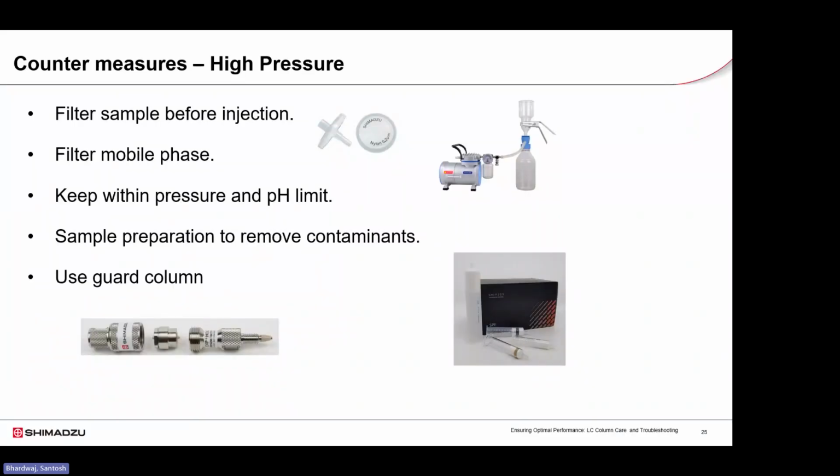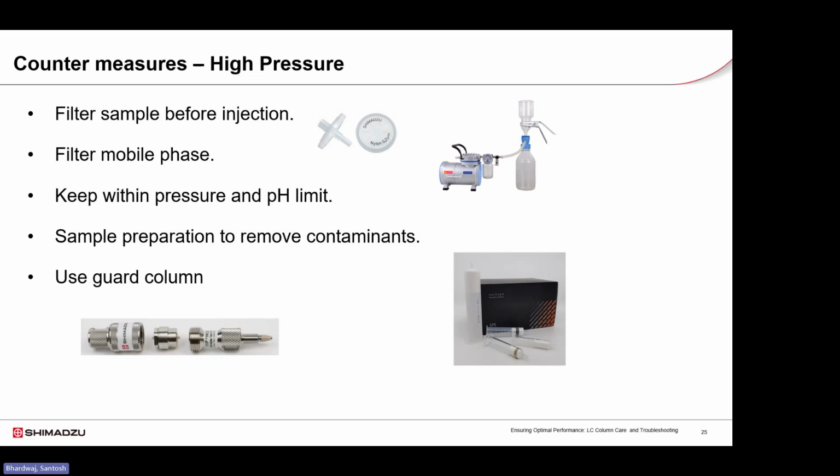Prevention is always better than fixing problems later. Here are some key practices to help avoid pressure issues with your LC column. Filter samples and mobile phases regularly to prevent particulate buildup. Always operate within the column's recommended pressure and pH limits. Prepare samples carefully to minimize particles and contamination. Use guard columns to protect the column inlet frit from clogging.